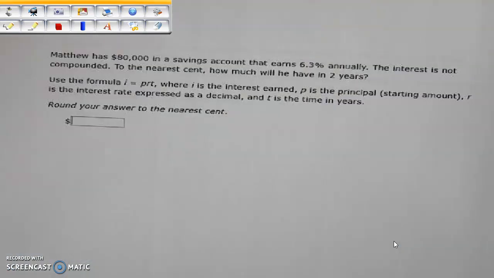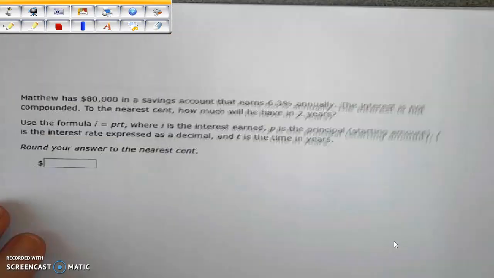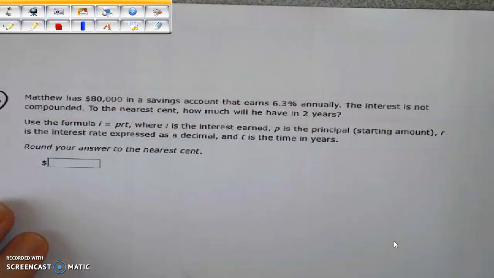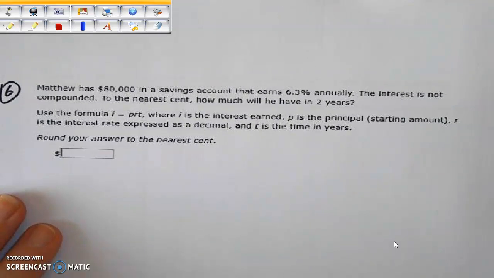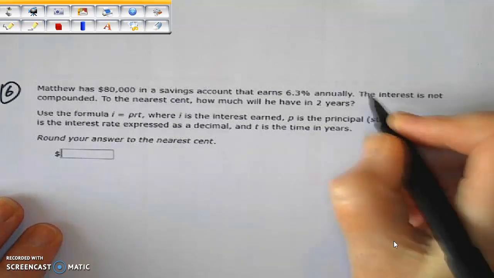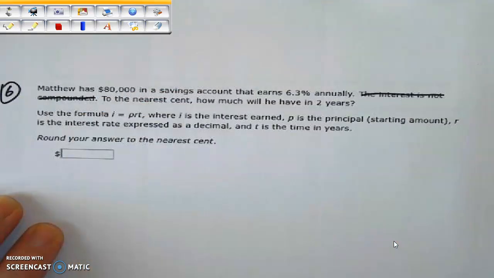Okay, 2 more problems to do. All right, here's number 6. Matthew has $80,000. Gosh, he's got a lot of money. In a savings account that earns 6.3% annually, interest is not compounded. All right, let's not worry about that. How much will he have in 2 years?